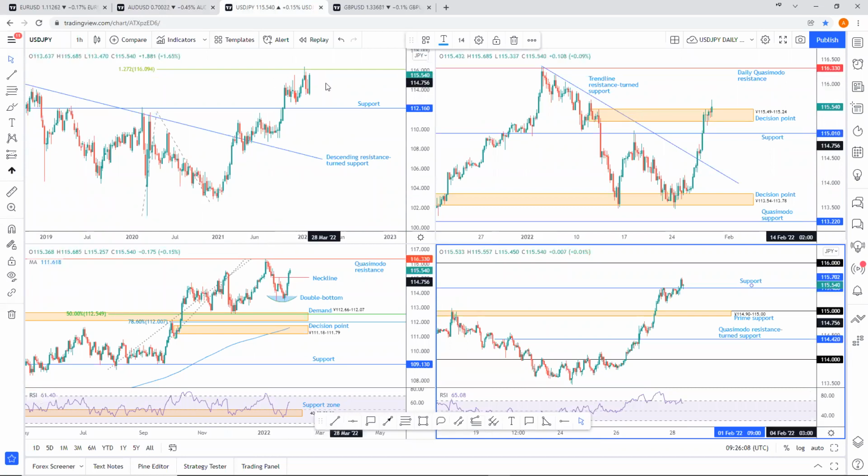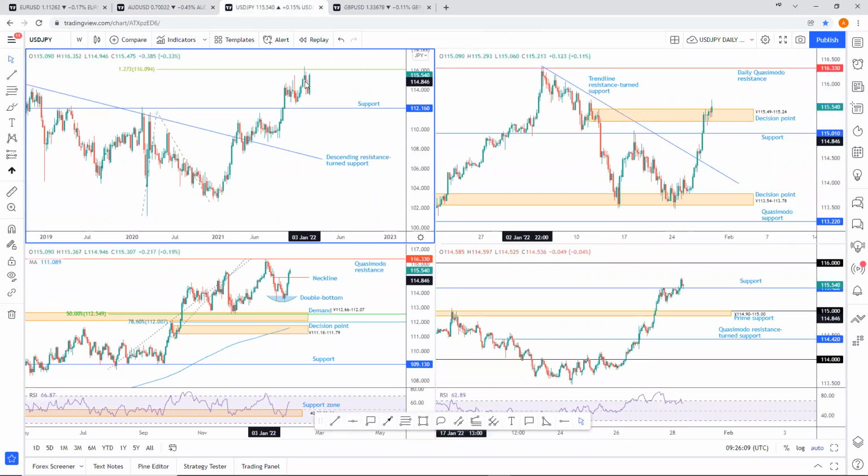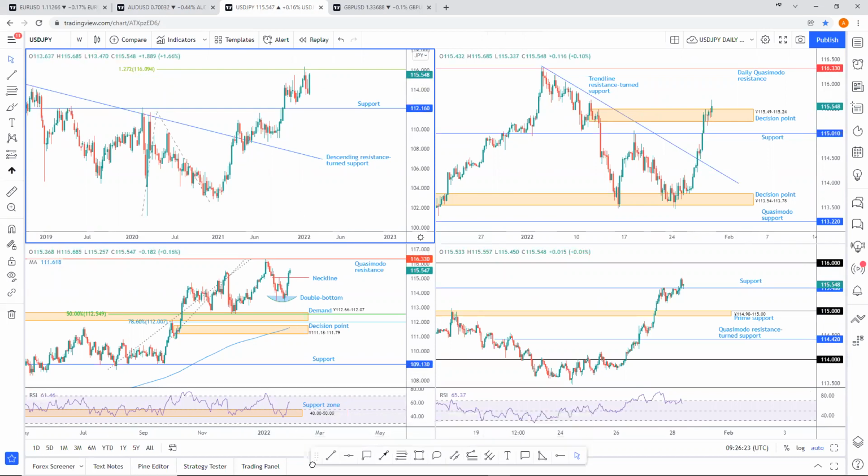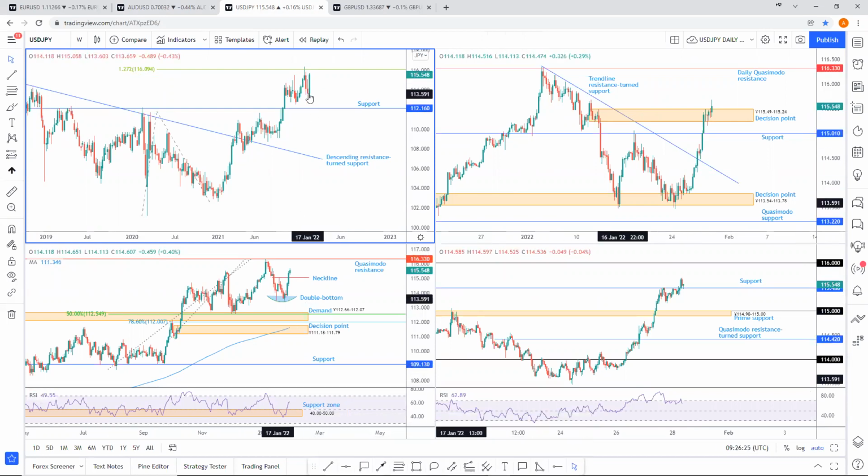Quickly over on the dollar yen. Now, from the weekly time frame, we did have a solid rejection from the 1.272% Fibonacci projection at 116.09. Now, this was in the shape of a shooting star, which is a bearish candlestick formation for any candlestick enthusiasts watching. And we did follow through to the downside, and it looked like we were going to reconnect with support at 112.16. Now, of course, that didn't happen.